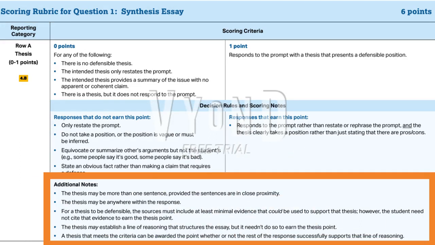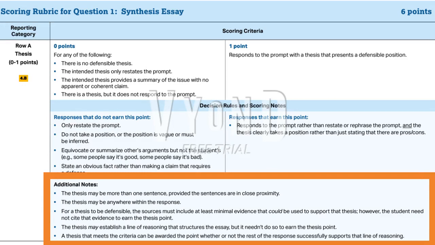It's also worth noting that a student's thesis may be more than 1 sentence long, if those sentences are in close proximity. The thesis may also fall anywhere in the response. It's not uncommon for students to place their thesis in the conclusion of their essay, so be sure to read the full response before scoring.